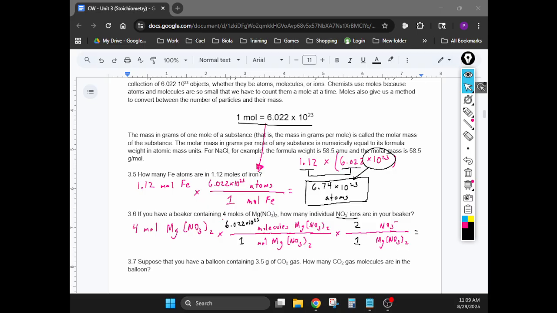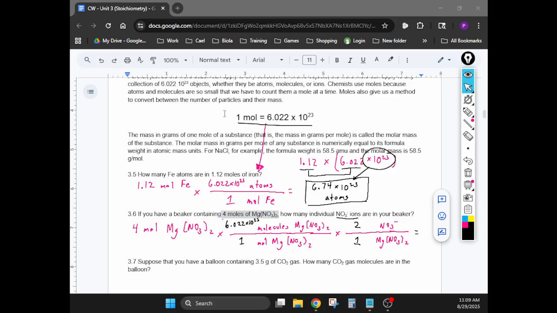And the AP test actually does have problems like this, where they'll give you an ionic compound, and then they'll ask you, hey, how many of this ion is inside of it? So just be very careful when you're looking at these problems to make sure that you're solving for exactly what the problem is asking for.